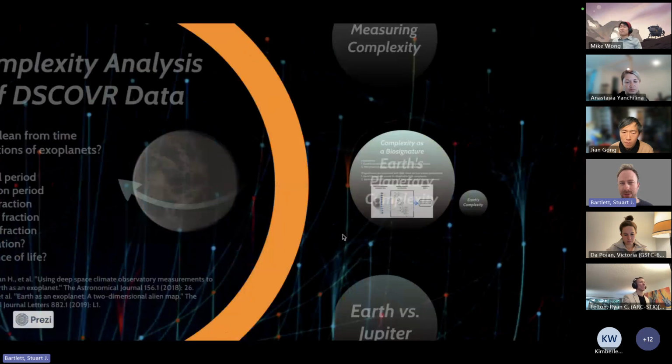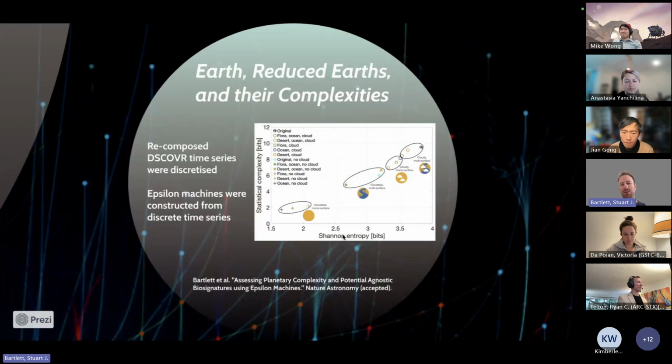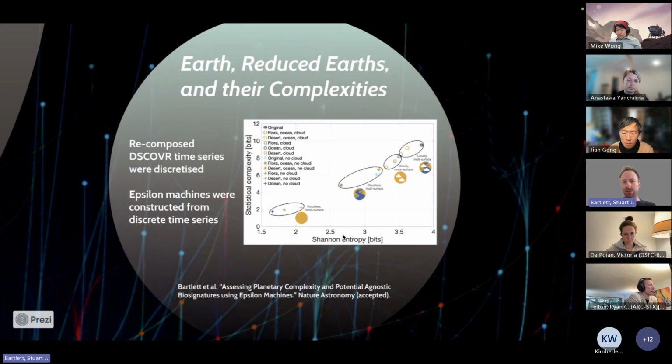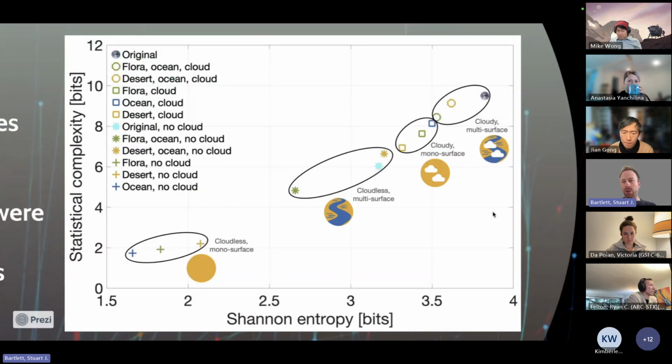Here, what we basically do is we measure the complexity of signals. In this work, we measured the complexity of exoplanet reflectance signals, and we basically found that when we modify proxy exoplanet images of Earth to reduce their surface features, so we take away clouds or we take away land, ocean features, etc., the complexity goes down.